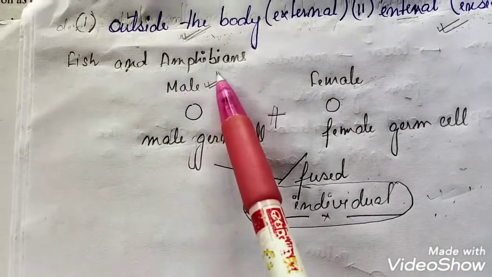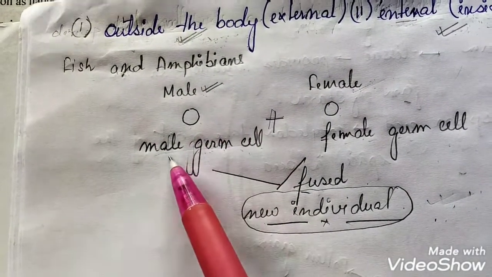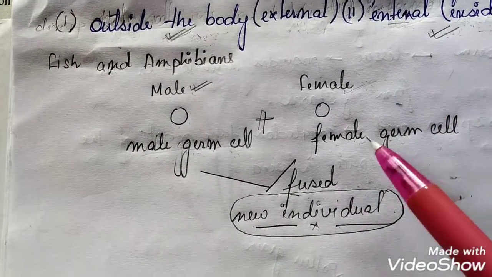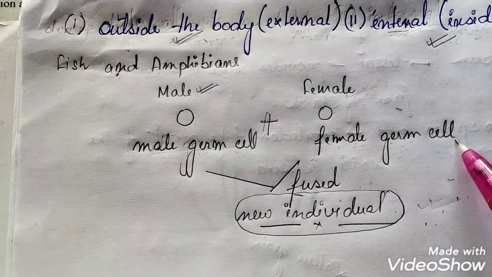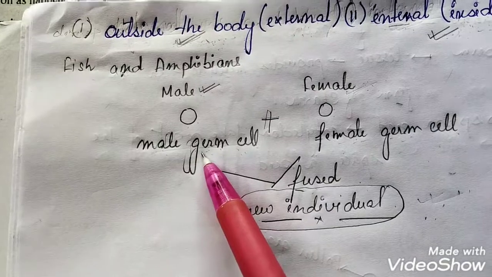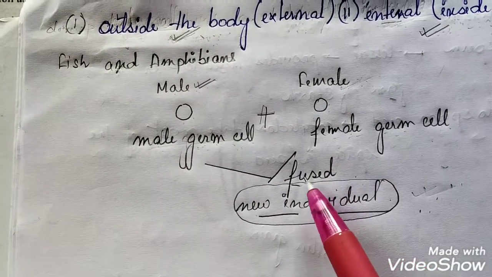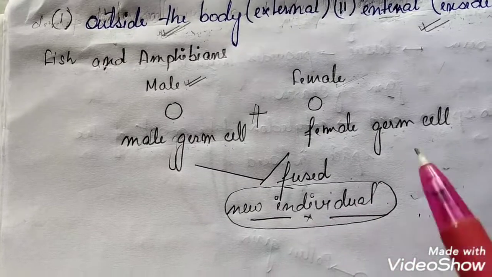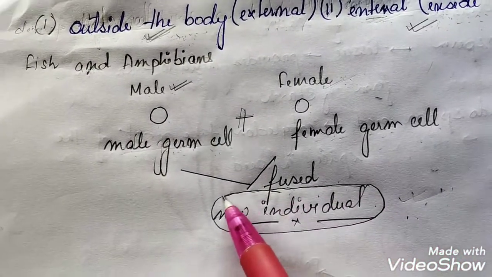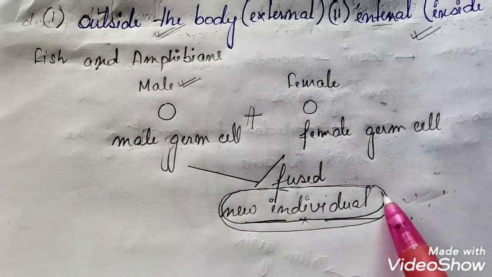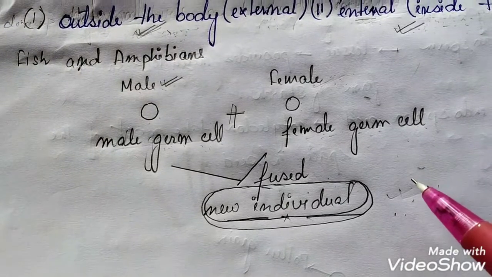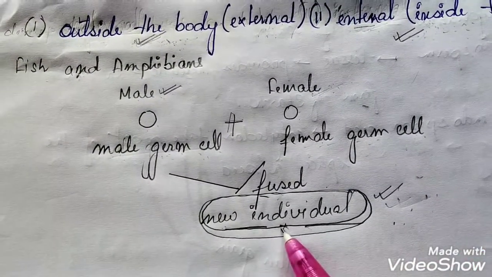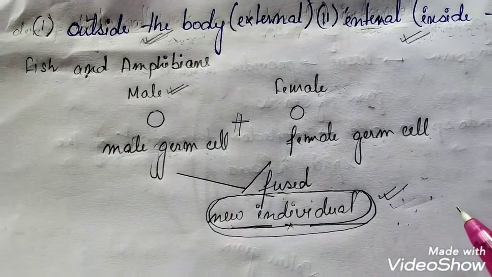In fish and amphibians, the male will release the male germ cell in the surrounding, and the female also releases the female germ cell in the surrounding. This male germ cell and the female germ cell fuse or unite to give rise to the new individual, and the development of this new individual takes place outside the parent's body, or we can say that development of this new individual takes place in the surrounding.